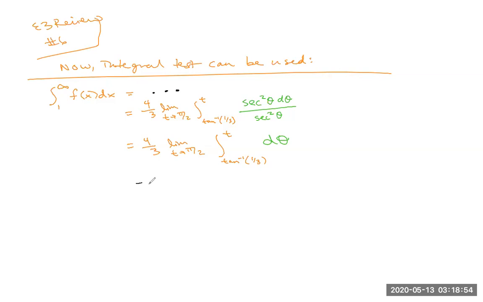Let's use one color now. 4/3 limit t goes to pi over 2. You have tangent inverse of 1/3 as your bottom bound, t is your top bound. Oh, sorry, I didn't want to do that. We can go ahead and take the integral, yeah? Integral of d theta would be theta. You still have your same bounds on the bottom here. T up top.